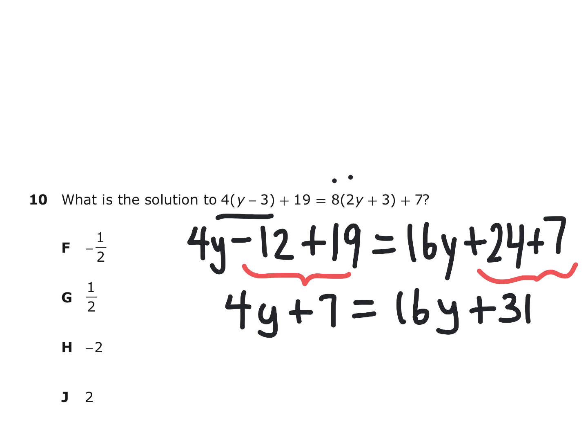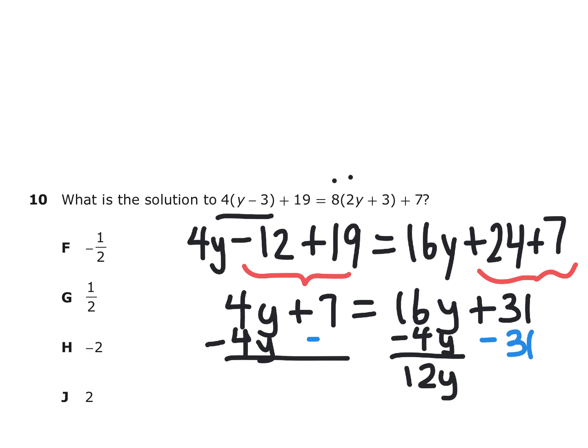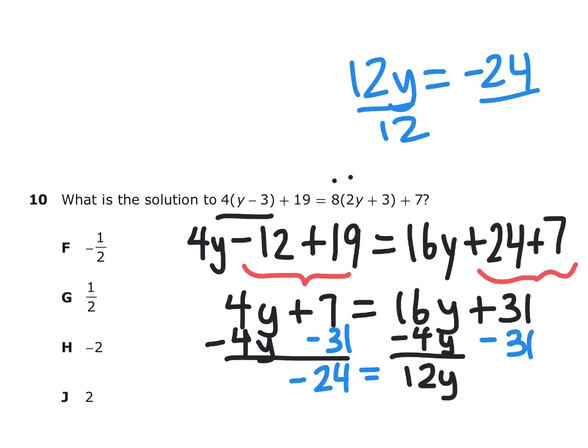So now I need to get all the y's on one side, and I need to get all the numbers on the other side. So what I'm going to do is subtract 4y here, and I'm going to subtract 4y here, since I have most of the y's on the right-hand side. So I'm going to have 12y. And then on the right-hand side, I need to subtract the number, so I'm going to subtract 31 here and subtract 31 there. And so I now have 7 minus 31, that's going to be negative 24. So 12y is equal to a negative 24. So if you divide by 12 on both sides, you get that y is equal to a negative 2. So for number 10, it looks like the answer should be H, y equals negative 2.